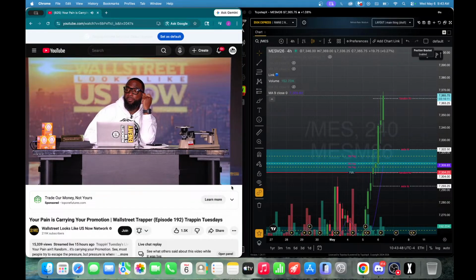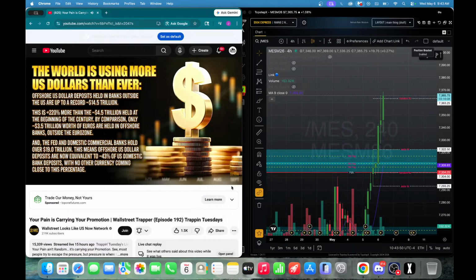All right, this one caught me by surprise, but it's something I've been saying for the longest, and I like to see the data on it. The world is using the U.S. dollar more than ever. Offshore U.S. dollar deposits held in banks outside the U.S. are up a record $14.5 trillion. Now think about that for a second. There's a reason why people keep using the dollar more. Well, the dollar is tied to what? Oil. The petrodollar. We're going to back this up with something, though. This is 220% more than the 4.5 trillion held at the beginning of the century.